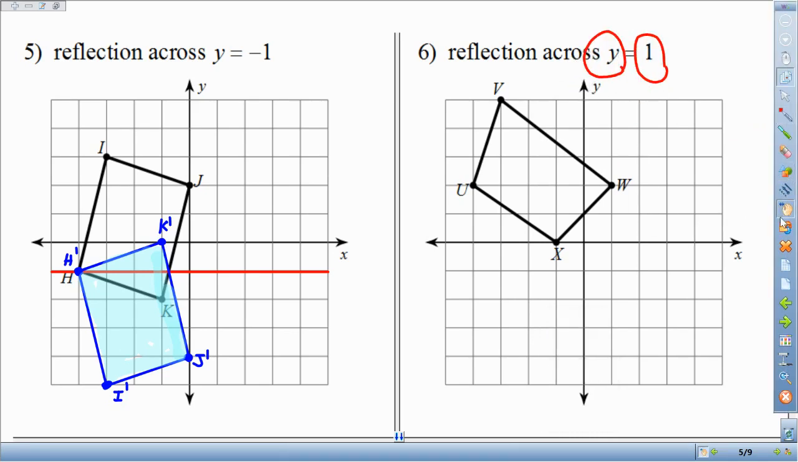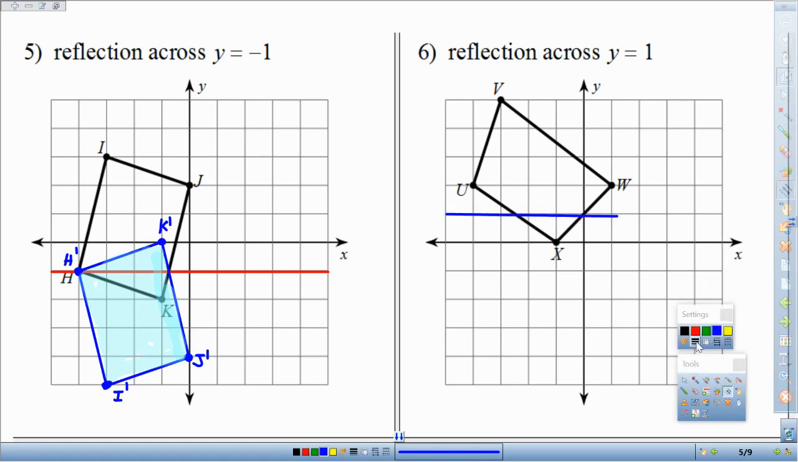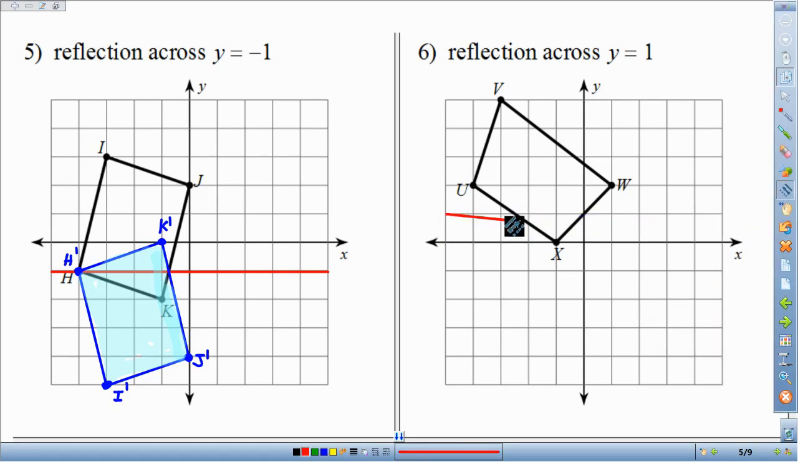All right, so hopefully when you went to start this problem, you drew your line. Here's the y-axis, here's +1. This is the line of y. Let me make it red. Okay, this is the line of y equals positive 1. Okay, that's the only hard part.